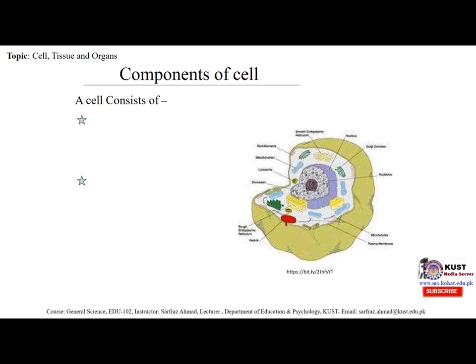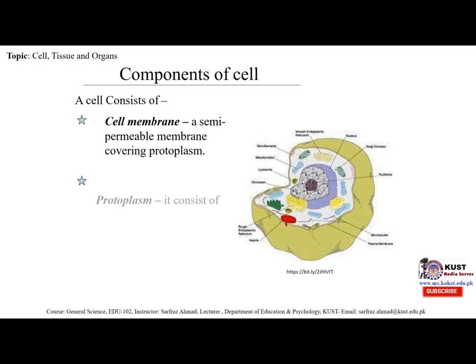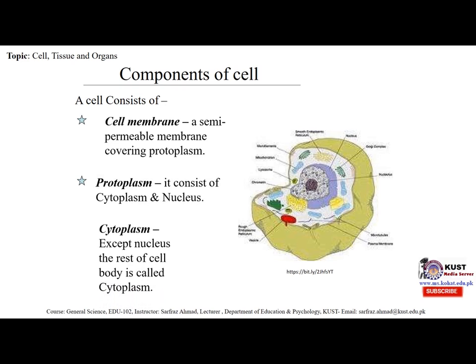Then when we see the components of cells, a cell consists of the cell membrane, which is a semi permeable membrane covering the protoplasm, and the second is protoplasm. It consists of cytoplasm and nucleus, and except for the nucleus, the rest of the cell body is called cytoplasm.